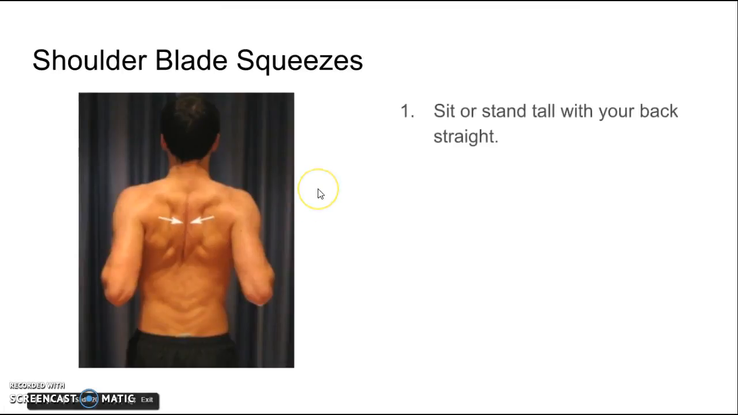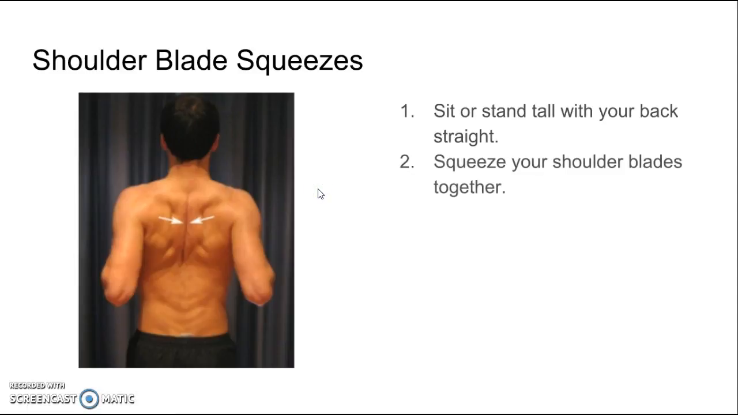Begin sitting or standing tall with your back straight, squeezing your shoulder blades together as far as you can go without pain and provided you feel no more than a mild to moderate stretch. Hold for 1 to 2 seconds and repeat 10 times, provided there is no increase in symptoms.